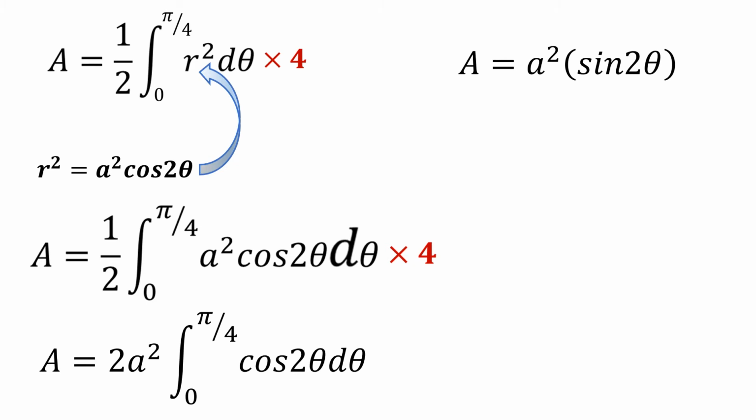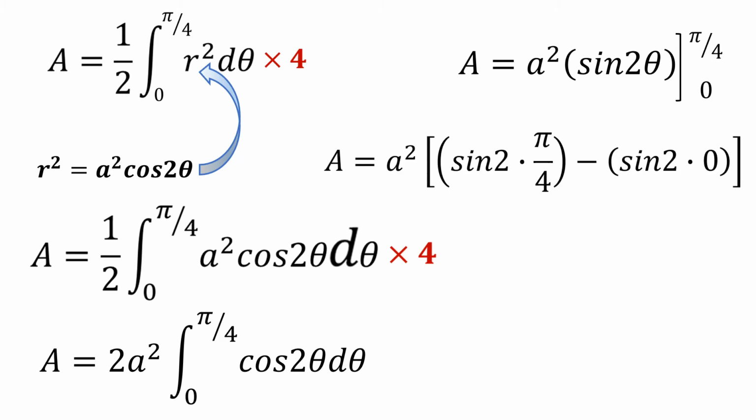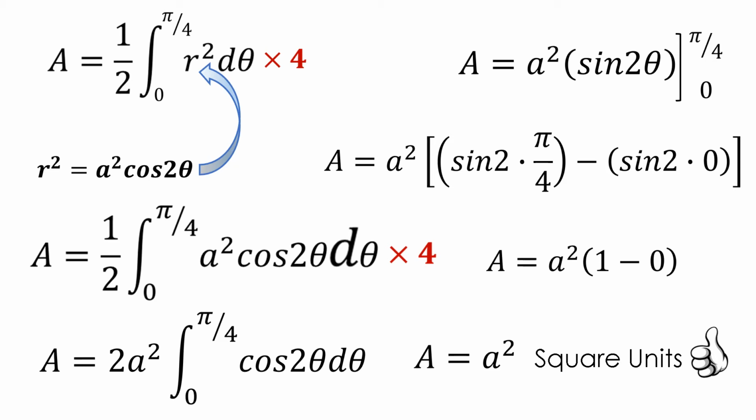Integrating, we get A equals a squared times the sine of 2 theta with limits from 0 to pi over 4. Evaluating the limits will give us A equals a squared times the sine of 2 times pi over 4 minus the sine of 2 times 0. The sine of 2 pi over 4 is equal to the sine of pi over 2. The sine of pi over 2 is 1 and the sine of 0 is 0. So the final answer: the area is equal to a squared square units.